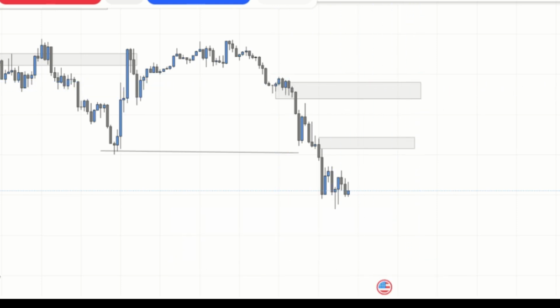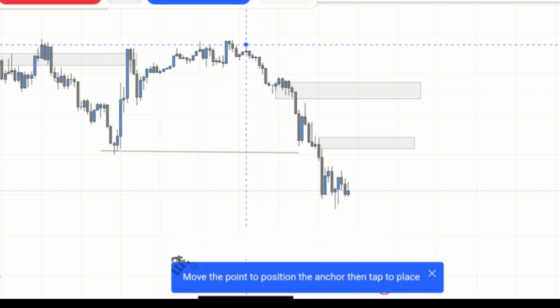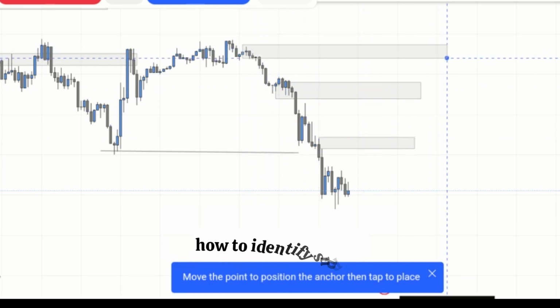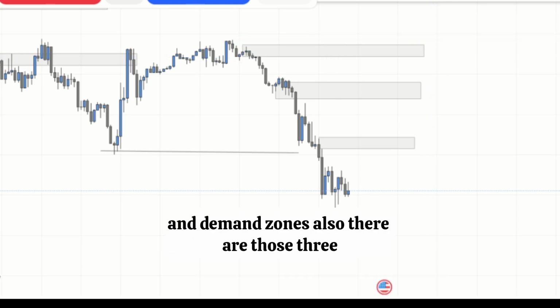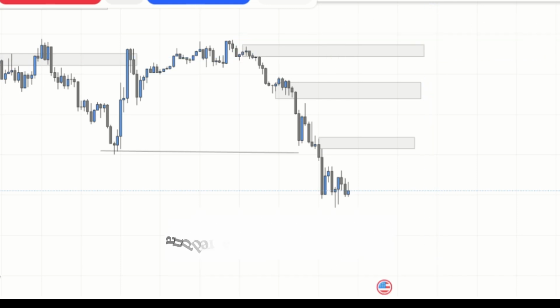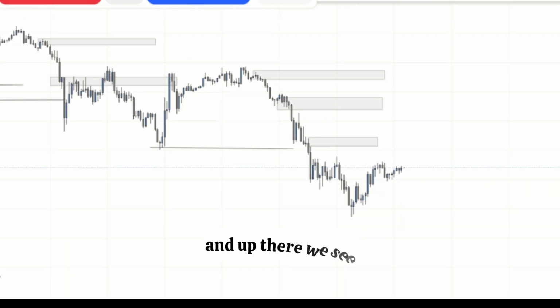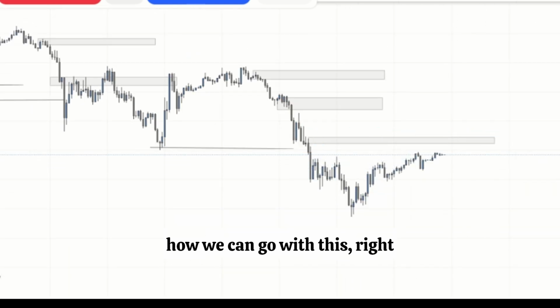Okay, another zone. Always you have to go to your lower time frame, use it for entry, and look for confirmation. Just here I'm showing you how to identify supply and demand zones. Also there were those 3 zones. So let's wait for the market to go back and tap there. We'll see how we can go with this, right?